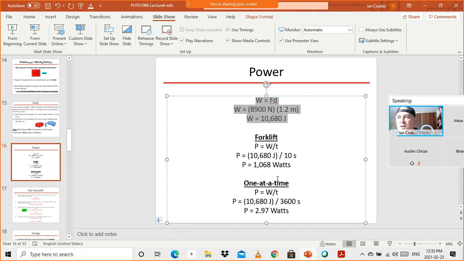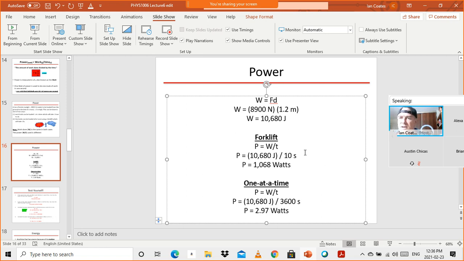Now let's have a look at the power output there by the forklift. You see there, power is equal to work divided by time. Power is equal to 10,680 joules, which is what we said it was here, divided by 10 seconds, which means that the forklift is operating at 1,068 watts.